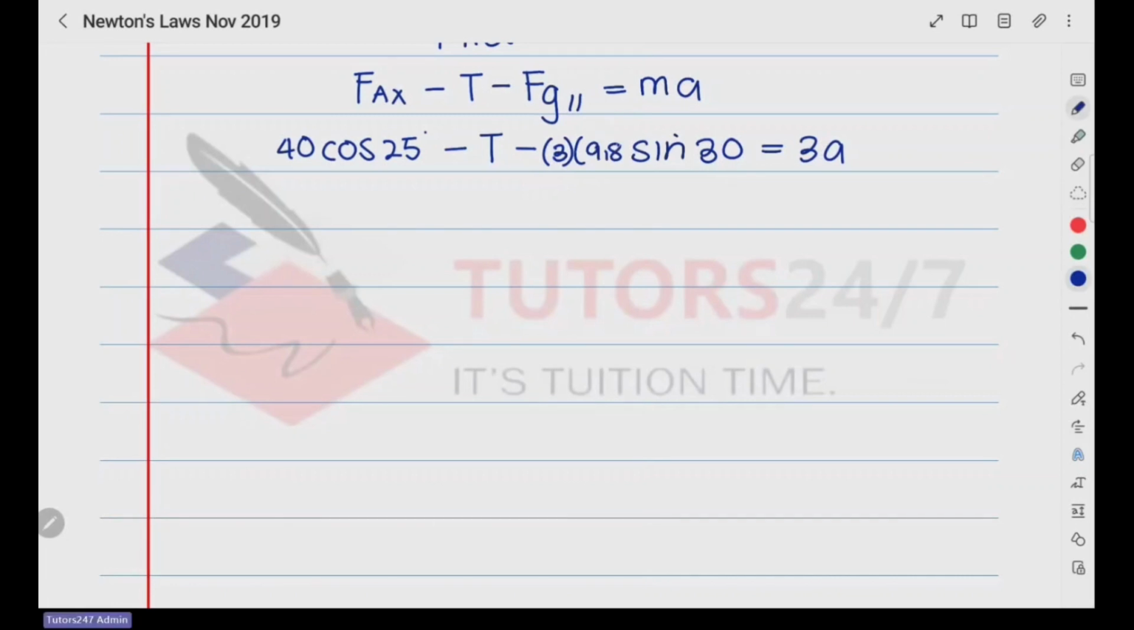So that is going to give us, let's see, 40 cos 25 minus 3 times 9.8 times sine of 30. That gives me 21.55 minus 3a equals tension. So all I did was take tension to the right so that I can make it the subject of my formula because it was negative on the left. So that is equation 2.